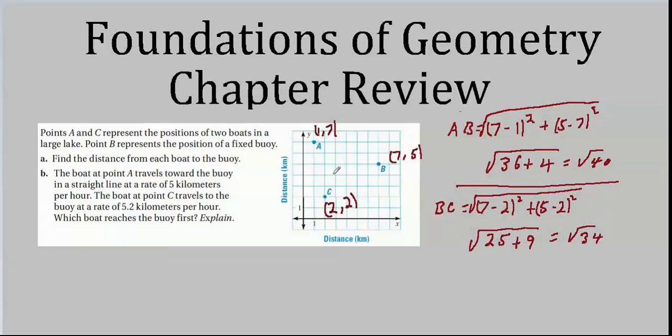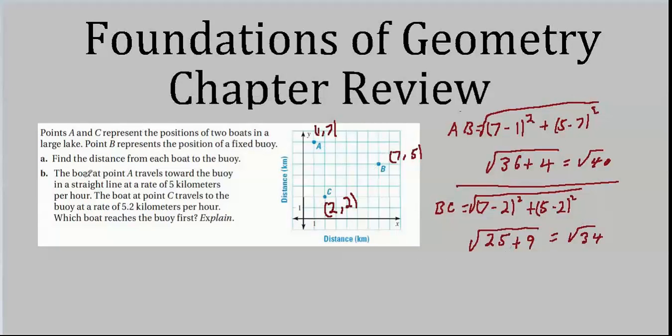Do these answers make sense? Looks to me like AB is a little bit longer than CB, and that's what we got. So far we seem to be on the right track. Our answers are more or less making sense. Now what do we do next?